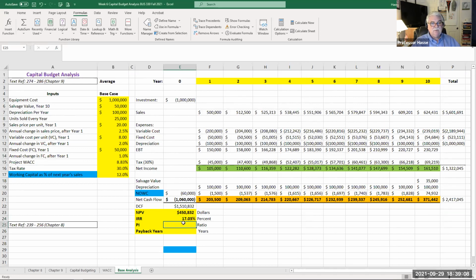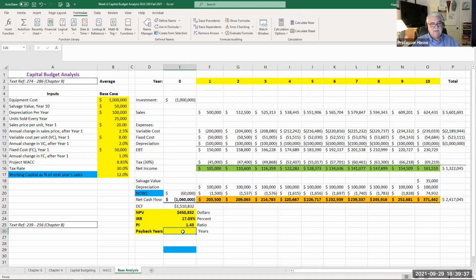What's our profitability ratio? The relationship of discounted cash flow divided by the investment of $1,060,000. 1.43 times greater. Our discounted cash flow is a ratio of 1.43 to the investment. You want something over 1.